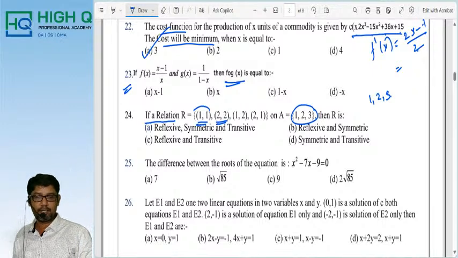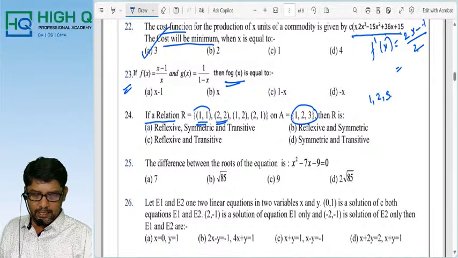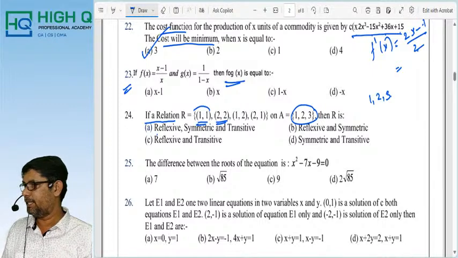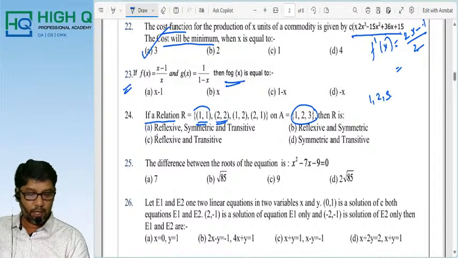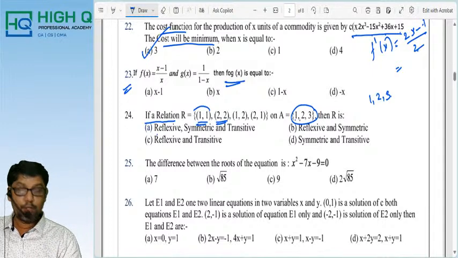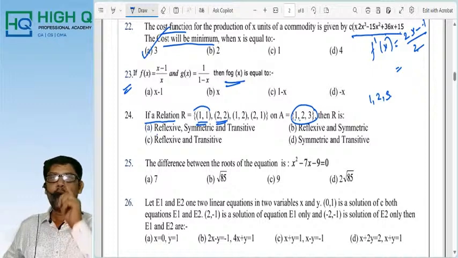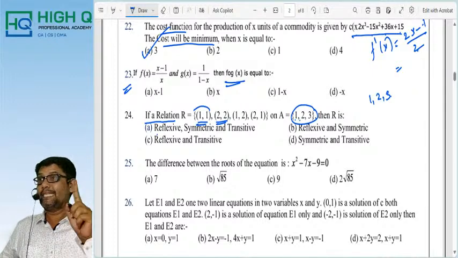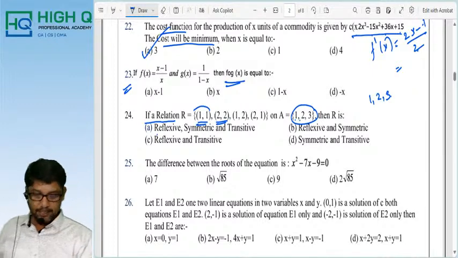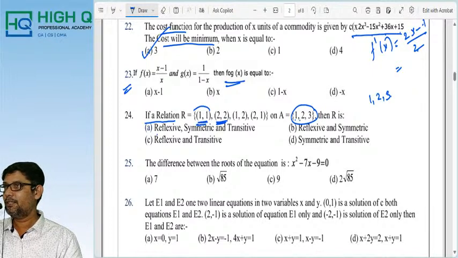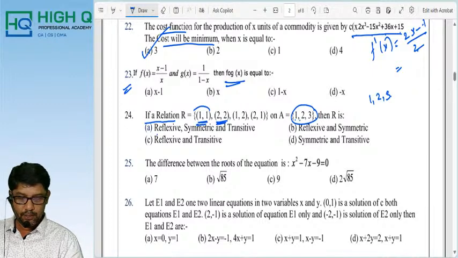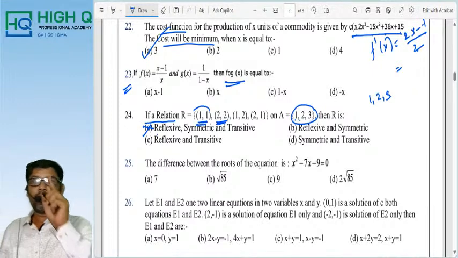I'm conducting it. Now look at this. You know the meaning of reflexive, right? Reflexive means mirror image. Now I told you, if there is 1, 2, 3, what should be there? 1, 1, 2, 2, 3, 3. All three should be there. Now 1, 1 is there, 2, 2 is there. Do we have 3, 3? So definitely it's not reflexive. Option A cannot come.